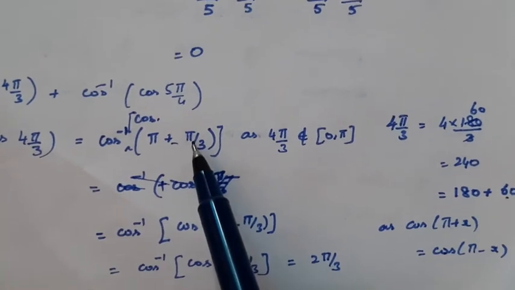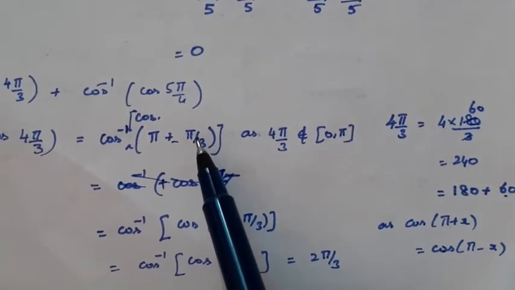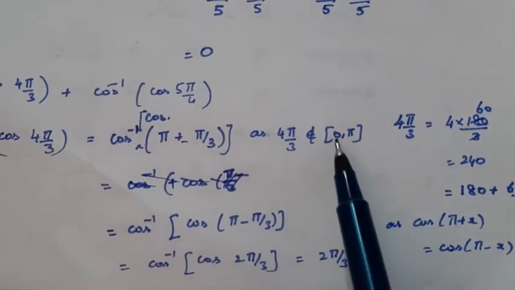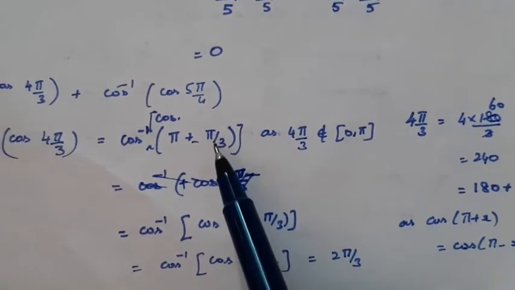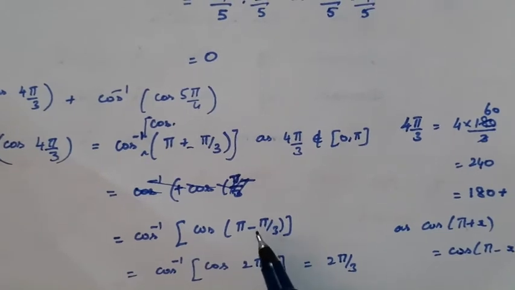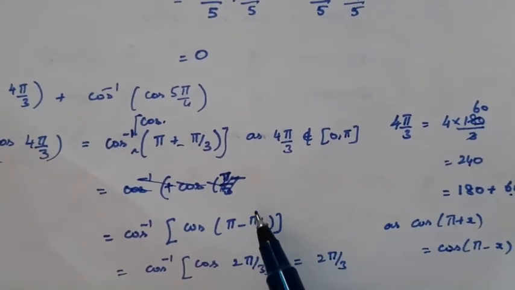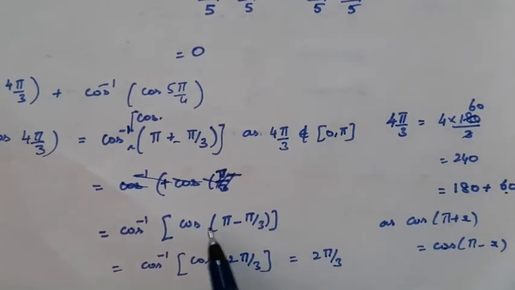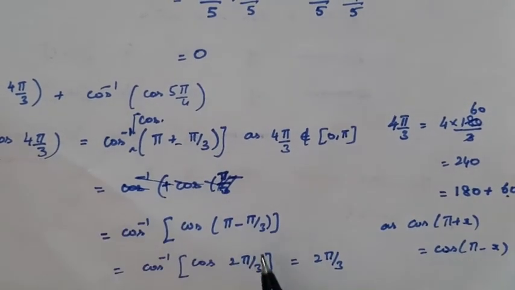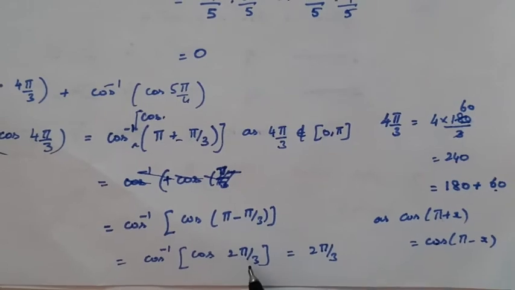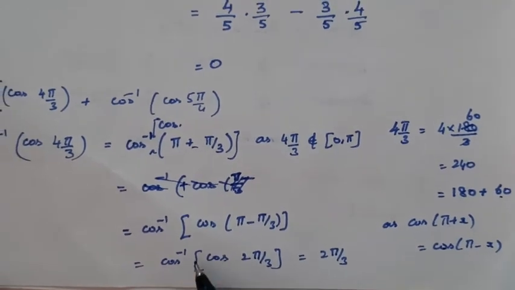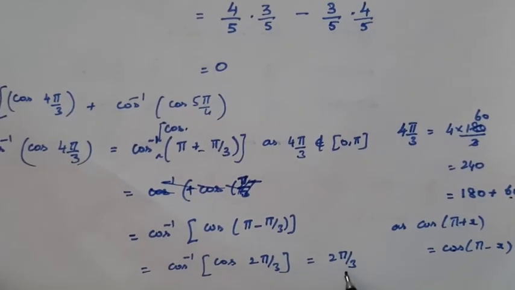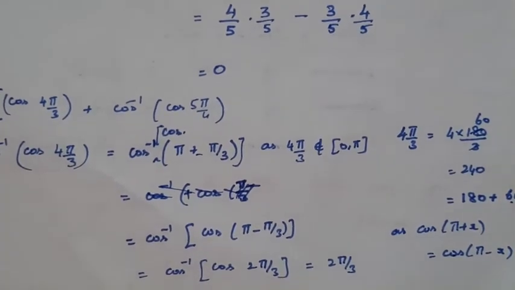This angle is in the third quadrant, but it should not be used because it doesn't belong to the closed interval 0 to pi. So we are rewriting this as pi minus pi by 3. This pi minus pi by 3 lies in the second quadrant, that is in the required domain 0 to pi. Therefore, rewriting the angle 4 pi by 3 as pi minus pi by 3, that is 2 pi by 3, and applying the formula cos inverse of cos x is equal to x, we get cos inverse of cos 2 pi by 3 is equal to 2 pi by 3.